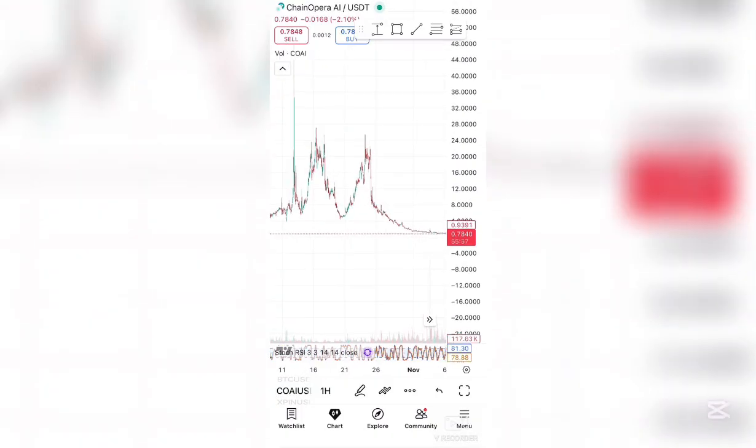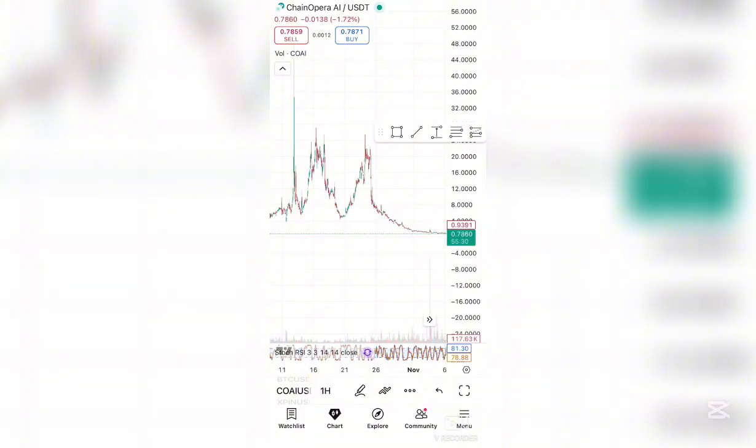When you see these charts, there are a whole lot of things you can see here. At the top, you can see the name, Chainopra AI/USDT, that's a trading pair. You can see how it has performed today. You can see sell and buy. This is like a quick sell and a quick buy.